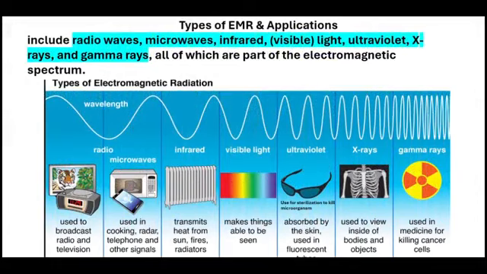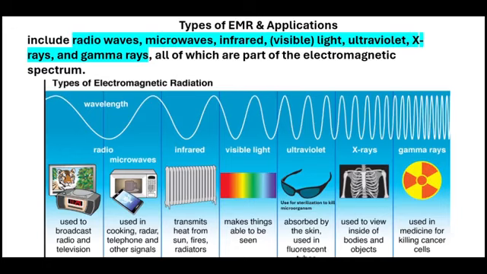So, the types of electromagnetic radiation and their applications. The radio wave is applicable in radio and television. The microwave is applicable in cooking, radar, telephone, and other signals. The infrared is applicable in transmitting heat from the sun, fire, and radiators.